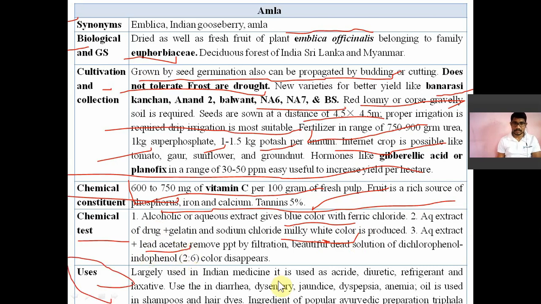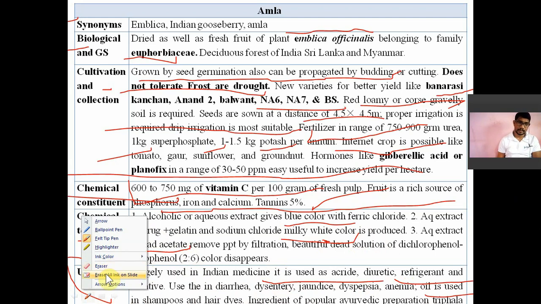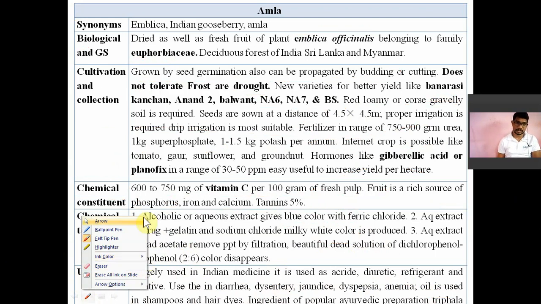Largely used in Indian medicine, it is used as an acidic, diuretic, refrigerant, and laxative. It is used in diarrhea, dysentery, jaundice, and dyspepsia, and amla oil is used in shampoos and hair dyes. It is an ingredient of popular Ayurvedic formulations. It has antioxidant property also. It is a hair tonic and the richest source of vitamin C.